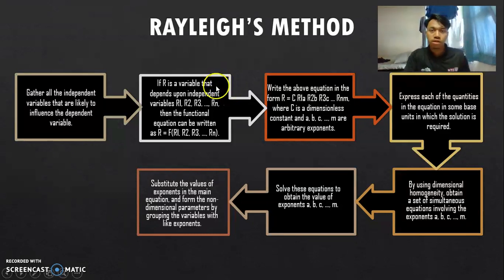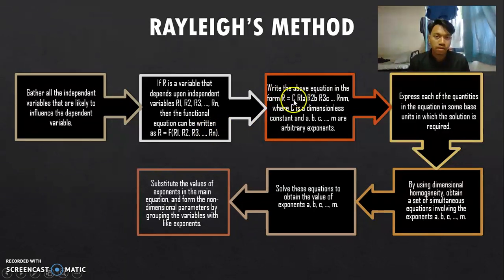So I'm going to explain about Rayleigh's method. First, gather all the independent variables that are likely to influence the dependent variable. Next, if R is a variable that depends upon independent variables such as R1, R2, R3 until Rn, then the functional equation can be written as R equals F of R1, R2, R3 until Rn.